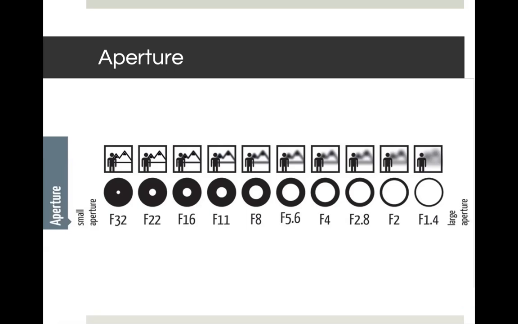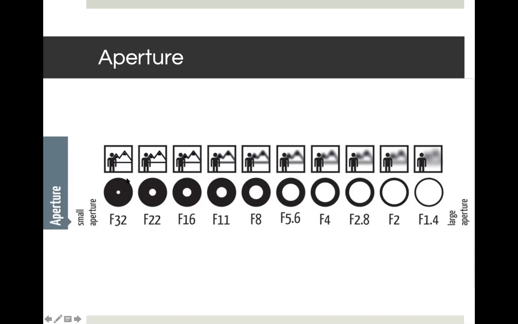These are also fractional numbers. So 1/32 is going to be a very small aperture opening, all the way over to f1.4 or 1/1.4 is going to be a much larger opening. So you can see right here, smaller, much larger.